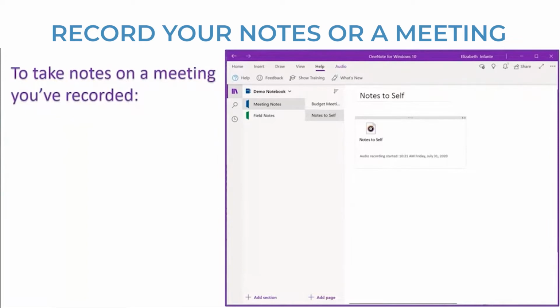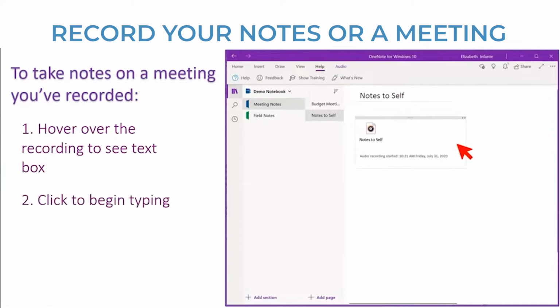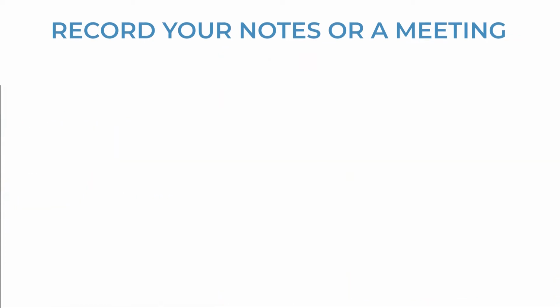So to take notes on a meeting that you've recorded, maybe you want to re-listen to that meeting and just take your notes then. You will hover over the recordings to see a text box. So here we go doing that. And then we're just going to click in that text box to begin typing. So in my notes to self, I want to remember where I'm talking about a new slogan or some ideas for marketing language. So I'll timestamp myself, and that way I know where to go in the recording to hear my ideas again.